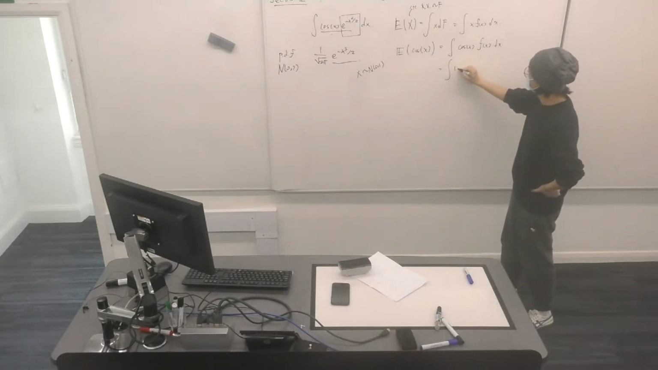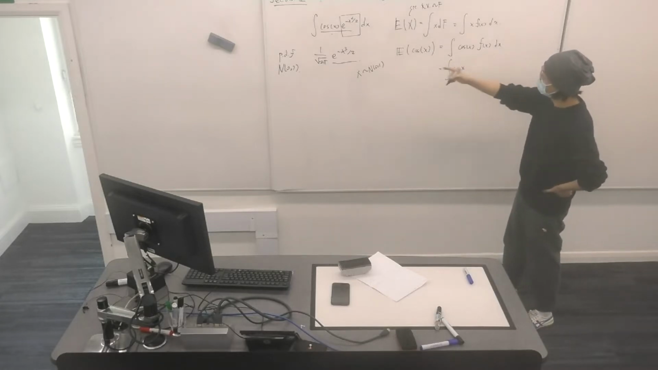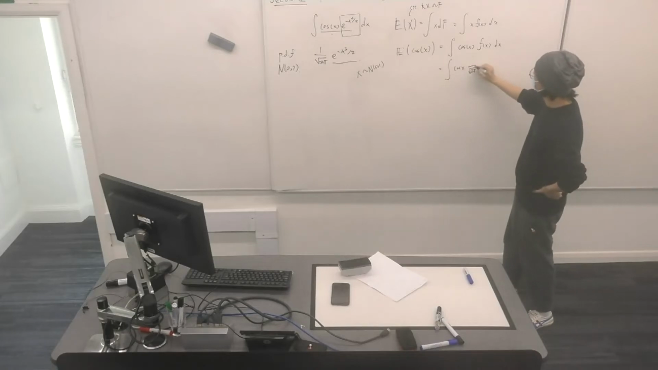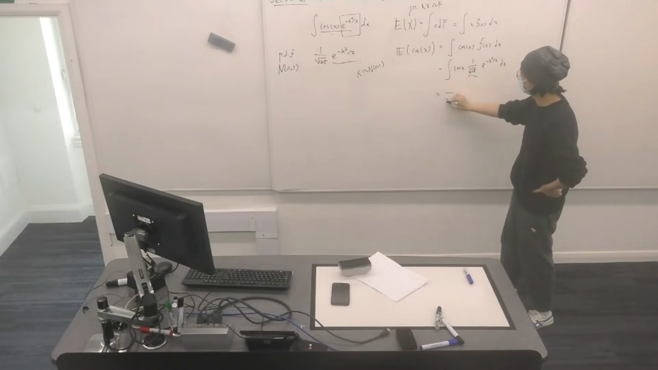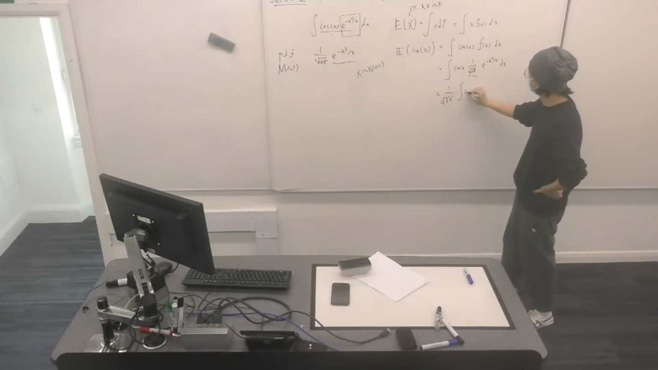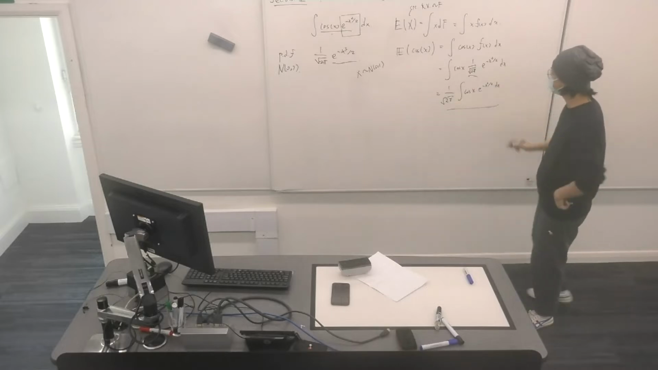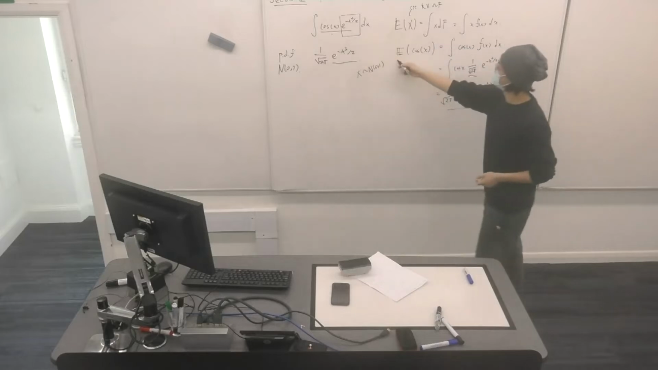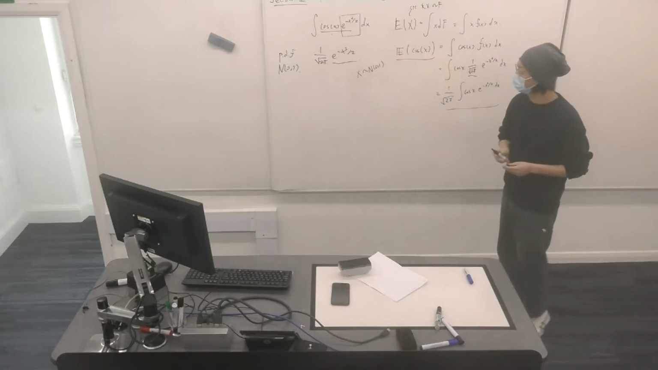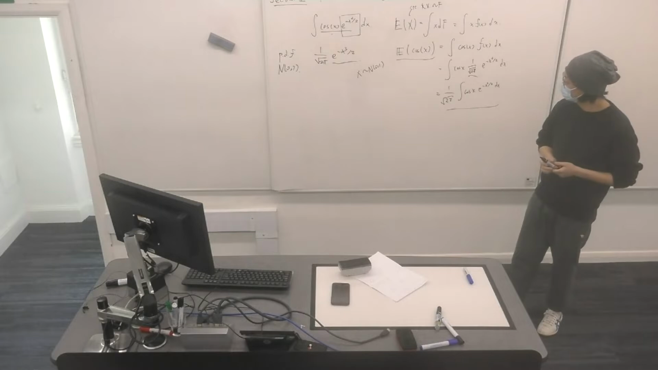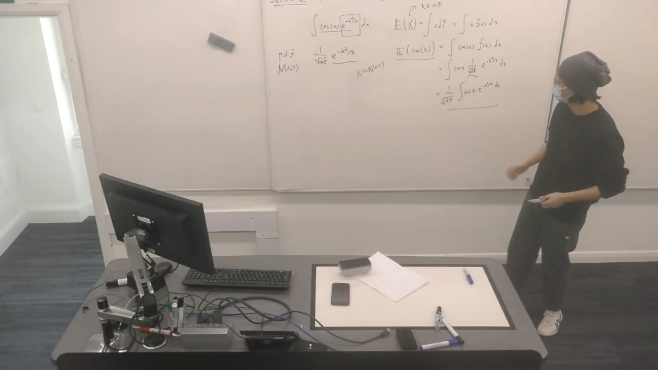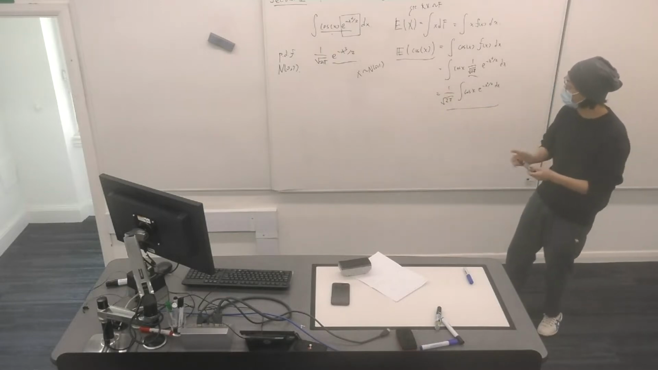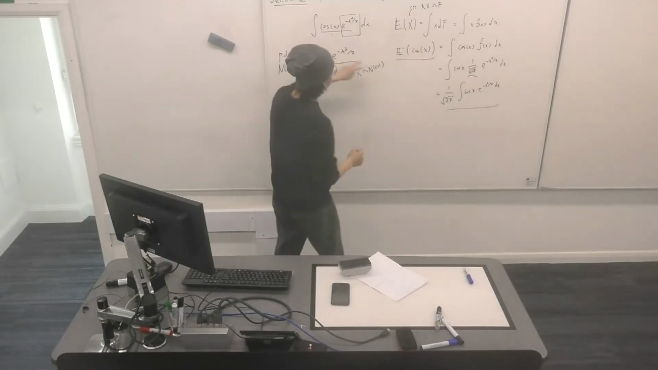Now this becomes the integral of cosine x, and for f of x we substitute e to the minus x squared over 2 dx. Just take out this constant, not important. We can always put it back later on. So if you want to compute the value of this integral, you just need to compute the expectation of cosine of x, where x is a random variable from normal 0, 1. Of course, it's a constant term that we just plug in later on.